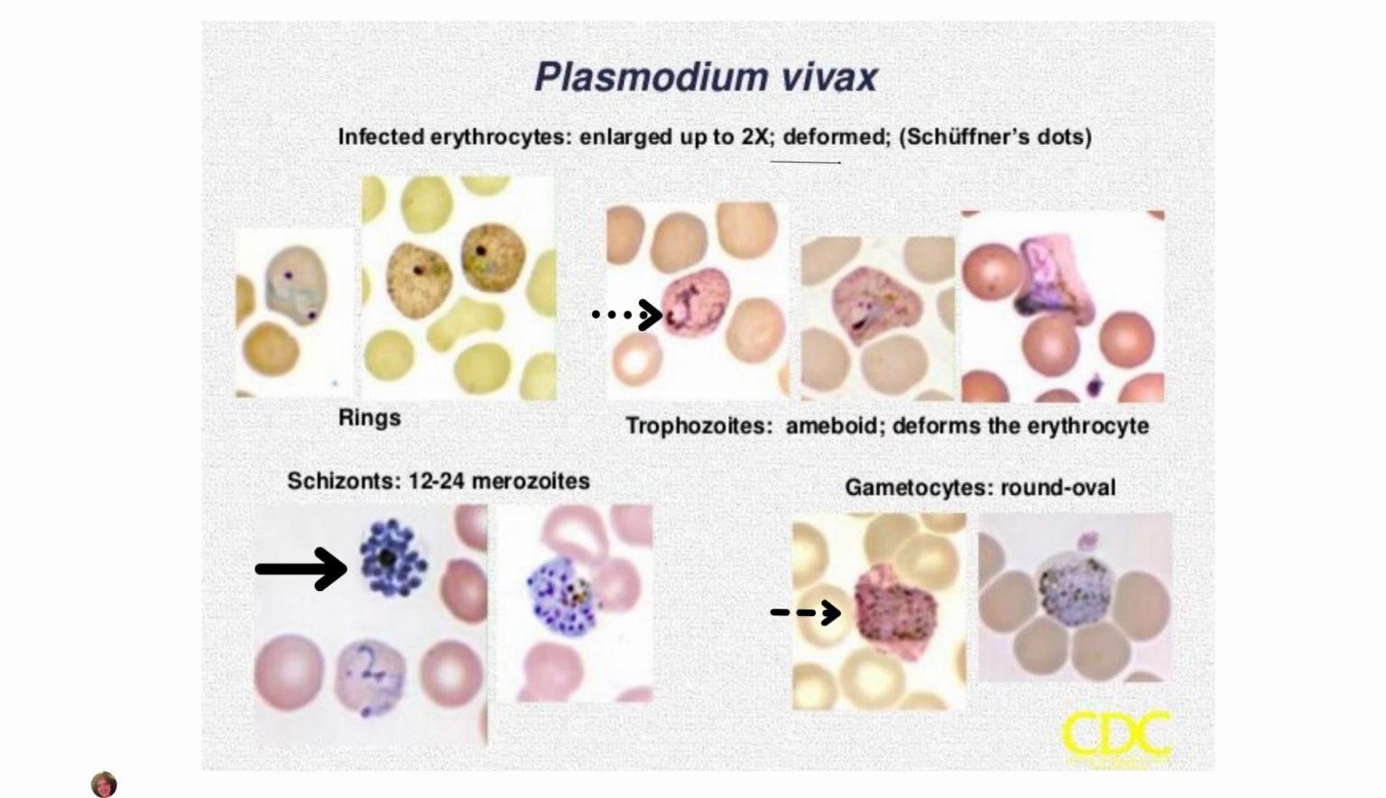So it can have ring forms, it can have trophozoites, and it can have schizonts as well as gametocytes. The thing that you have to remember is that it can have schizonts, which have multiple dot like structures, 12 to 24 merozoites. It can also have trophozoites, and the cell's shape gets deformed, and you get Schüffner's dots in the schizonts, okay.